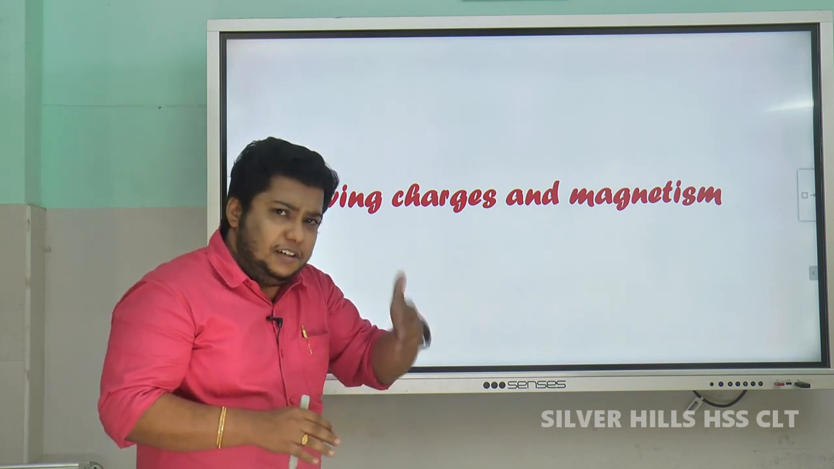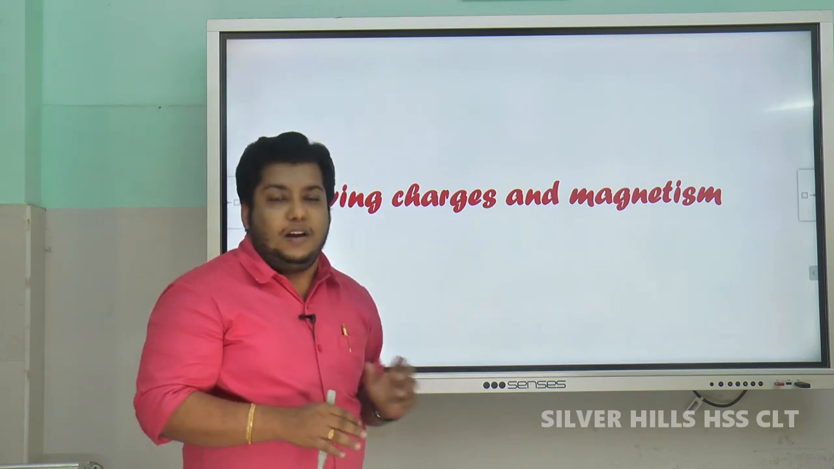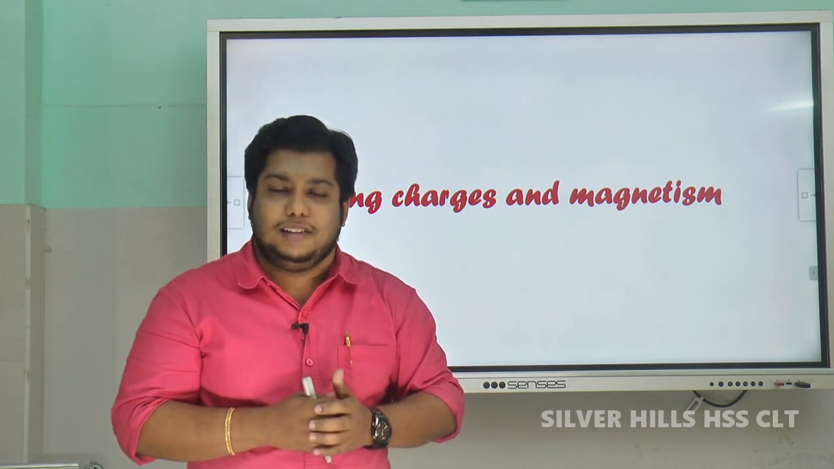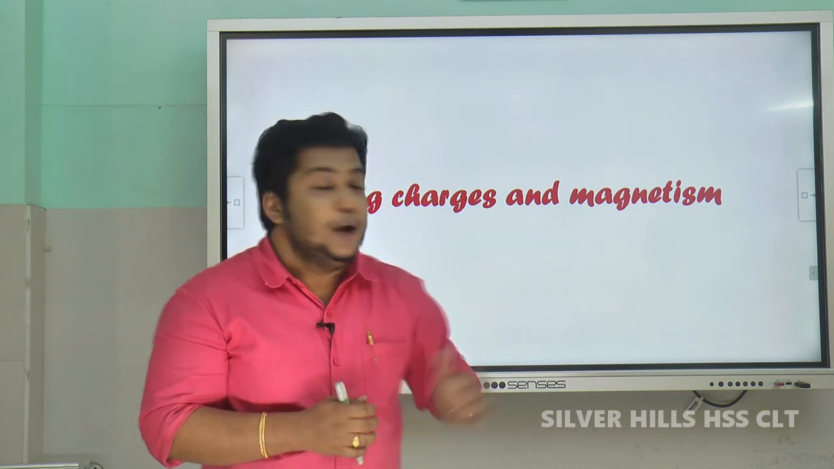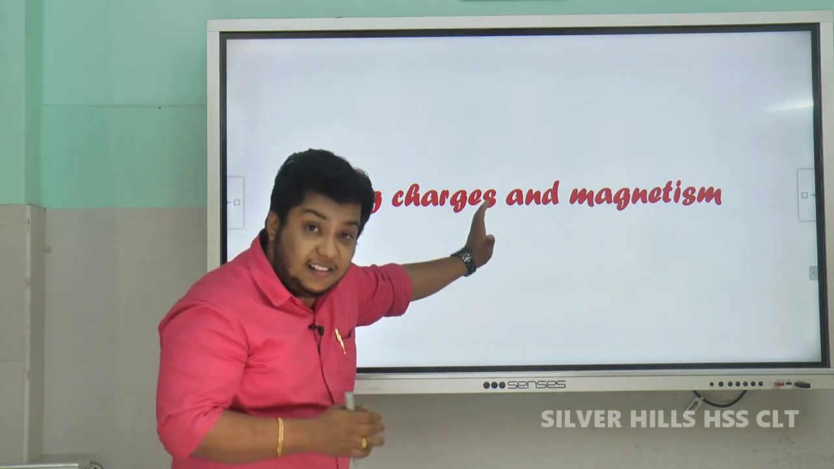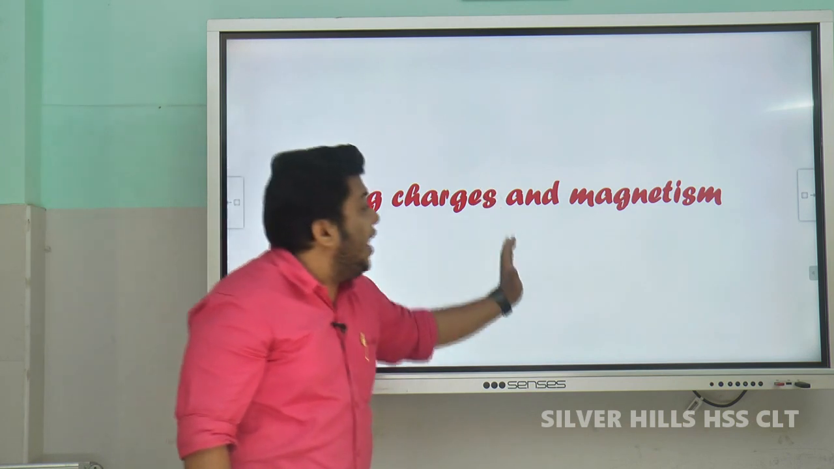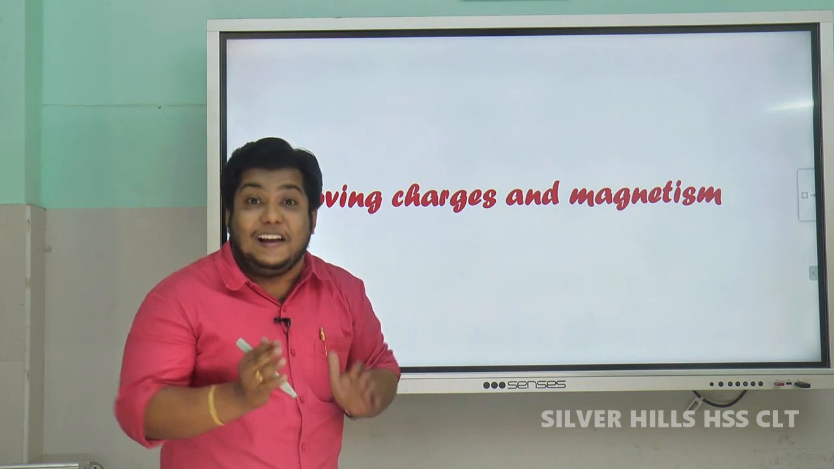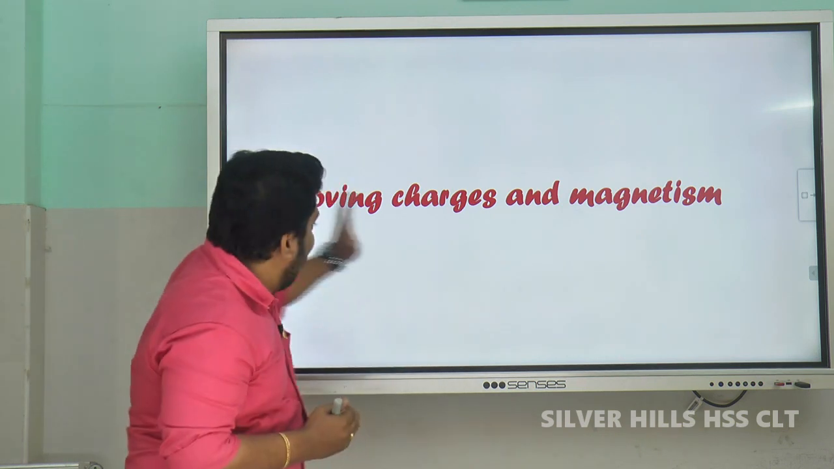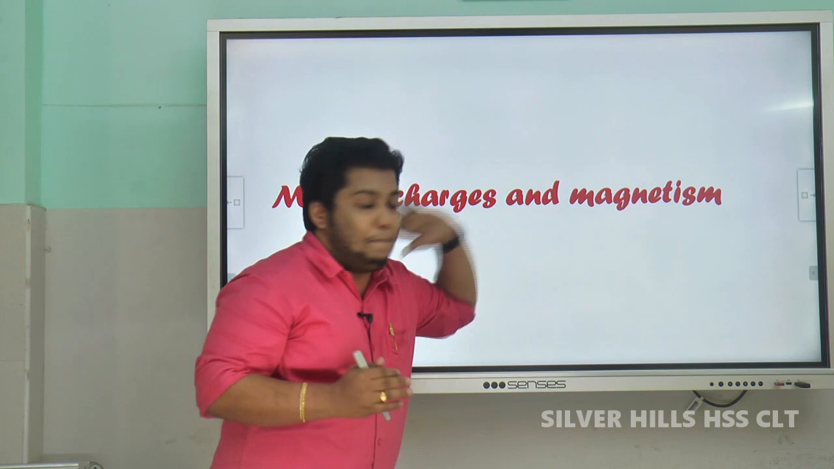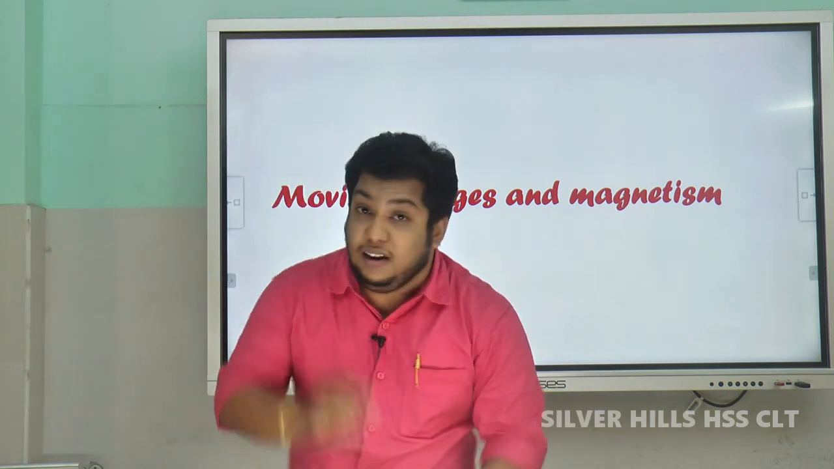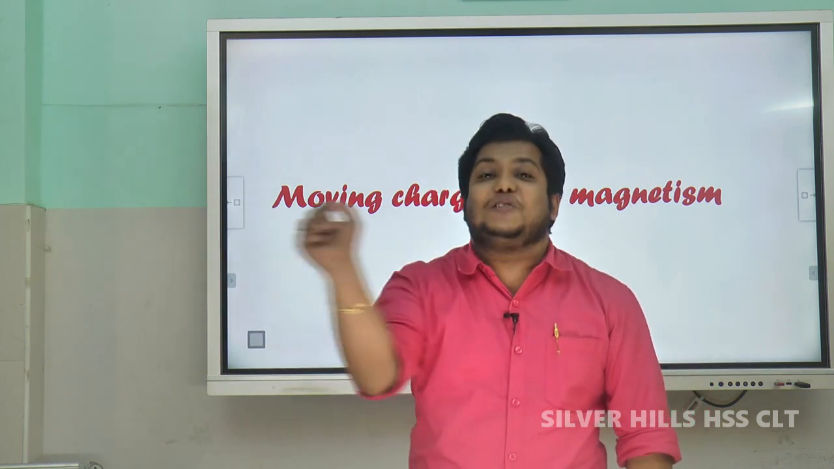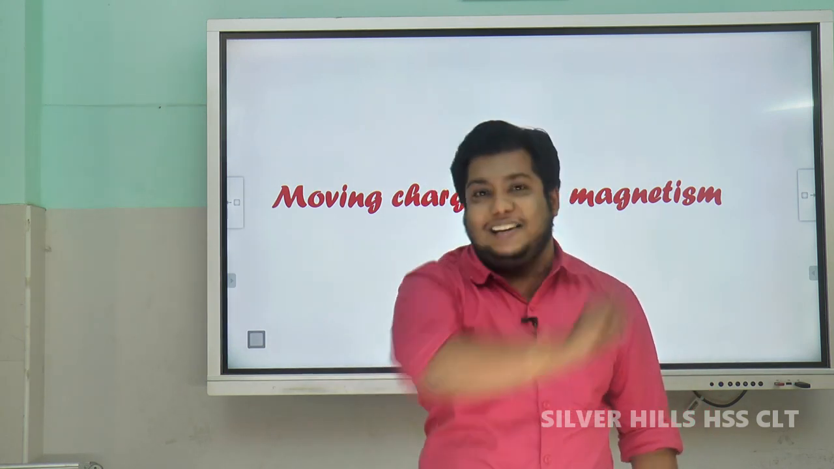I am repeating the word moving charges. What do you mean by moving charges? Yes, electricity. Moving charges means electricity and magnetism. So this chapter deals with the relation between electricity and magnetism. In this chapter we will discuss the relationship between electricity and magnetism.